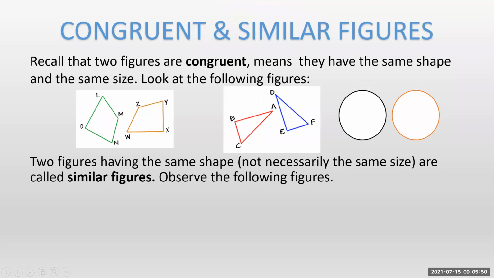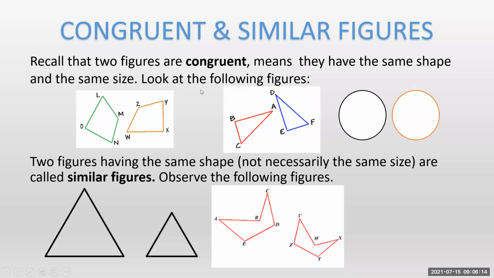Two figures having the same shape, not necessarily the same size, are called similar figures. Observe the following pairs. Check. Look at these two triangles. One is big, one is small. Check this polygon. One is big, one is small. Circle. One is big, one is small.